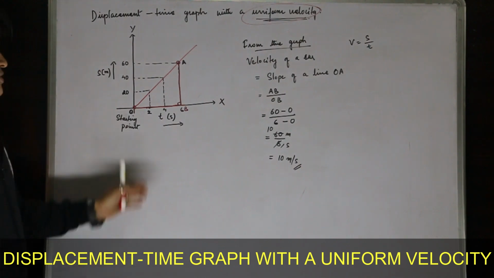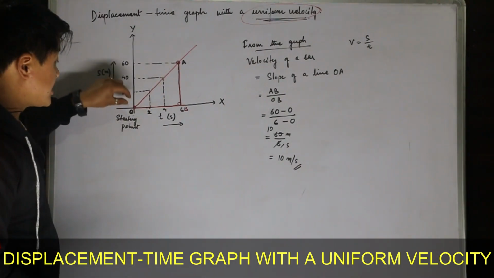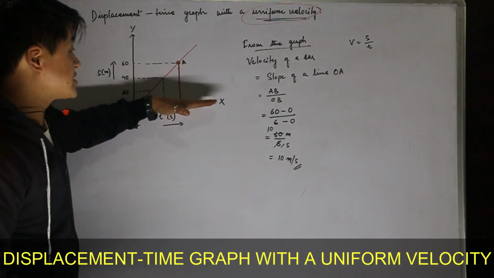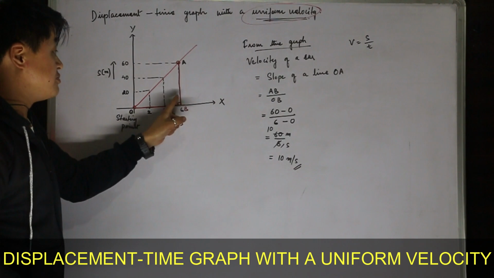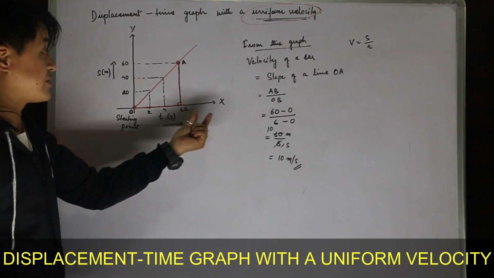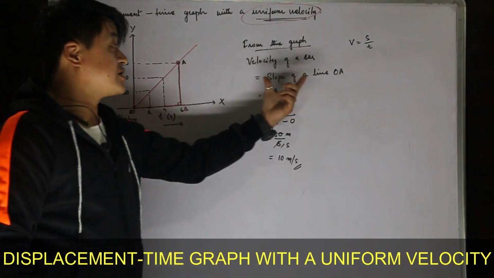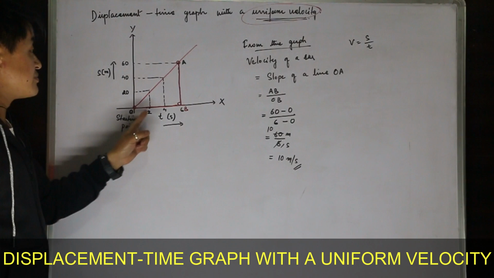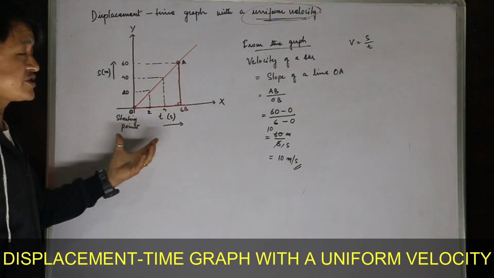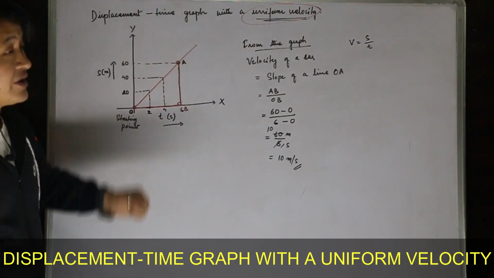Clear? So this is very, very simple. We can take any 2 points. Whatever 2 points we consider, from those points we have to draw a horizontal line and a vertical line. They'll meet at a point. We consider that as one point, and from there we can find the slope of a given line, and the slope of a given line in a displacement time graph is the velocity. So in this way we can find the velocity of any moving body with a uniform velocity.